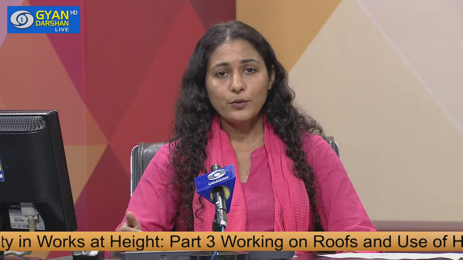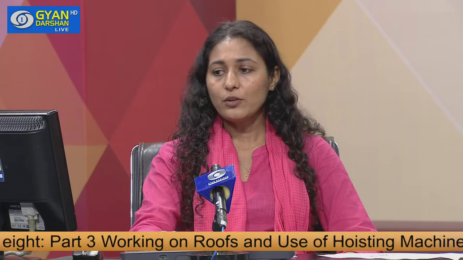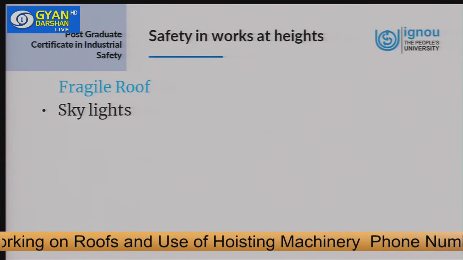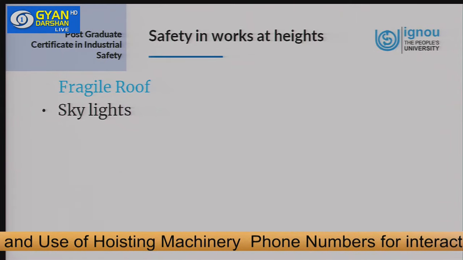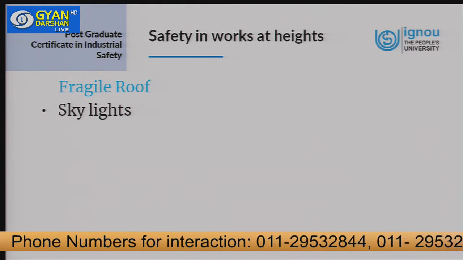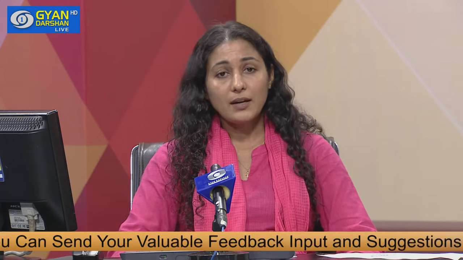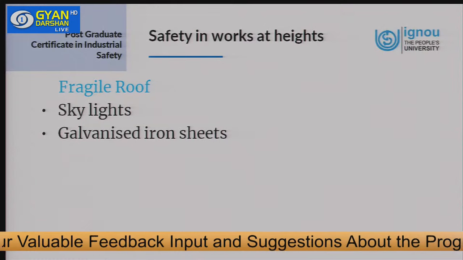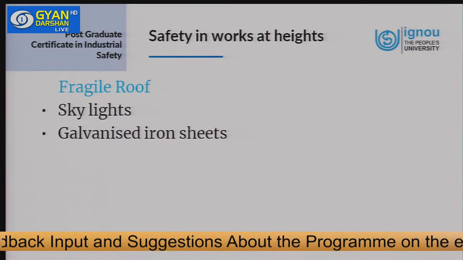Now, the next thing we are going to look at is how to access fragile roofs safely. And to access fragile roofs, first of all, we'll see what fragile roofs are all about. It's not just the skylights that we talked about, skylights being a form of fragile roof, where daylight is allowed into the building through glass, polycarbonate, plastic roof sheets. It's very popular these days, especially in countries where sunlight availability is very low. And then there are roofs which are made of galvanized iron sheets. And this could be in a rural setting, maybe for a shed, an animal shed, etc.